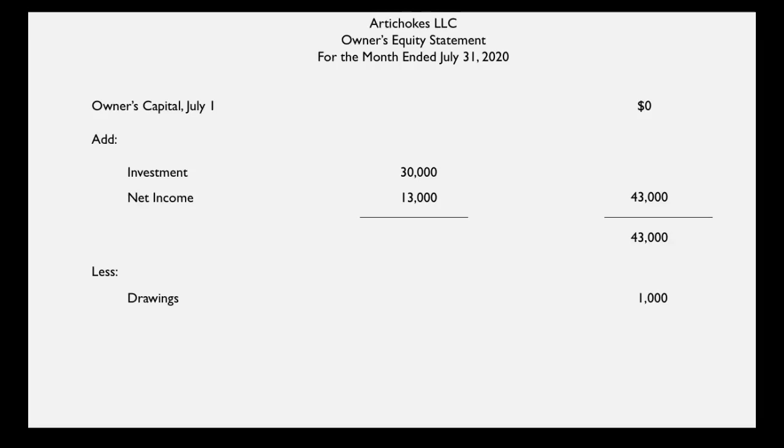But we do have $1,000 worth of drawings. If we look back at all of our T accounts that we made, that was the balance in our owner's drawings account. So we take the 43,000, and now we subtract out the 1,000 in drawings, and we can see that our owner's capital on July 31st is 42,000. So if you were to make an owner's equity statement for August, your owner's capital on August 1st would be 42,000 because it just carries over to the next day.